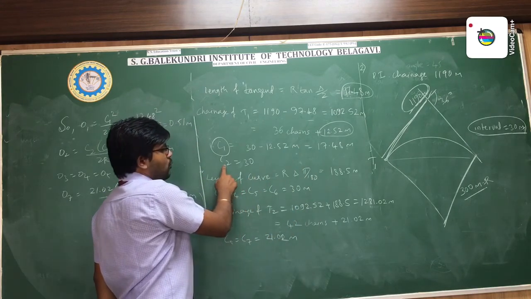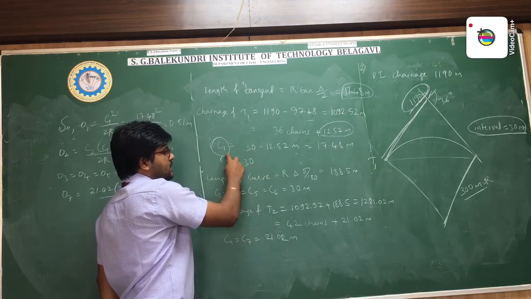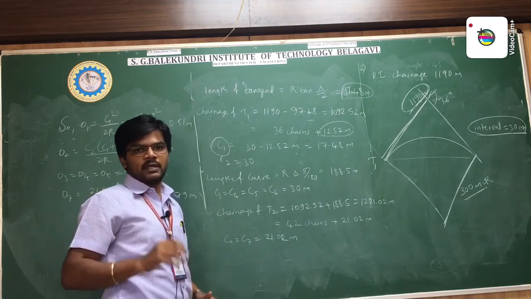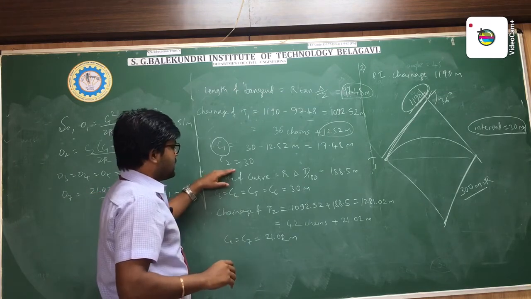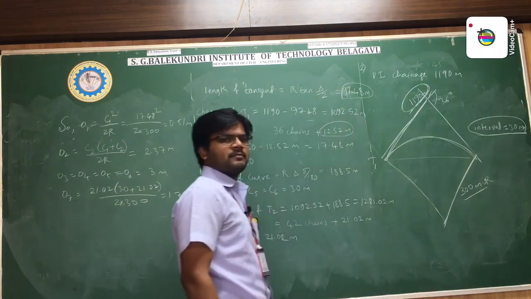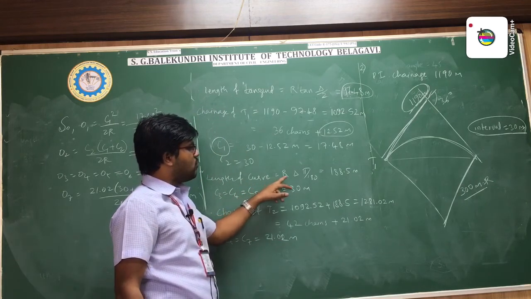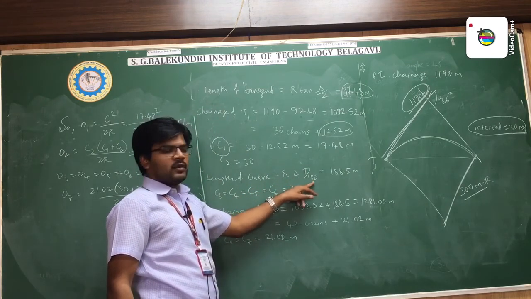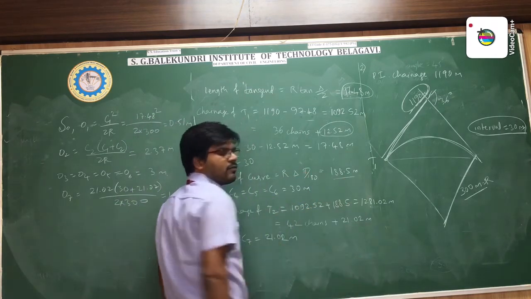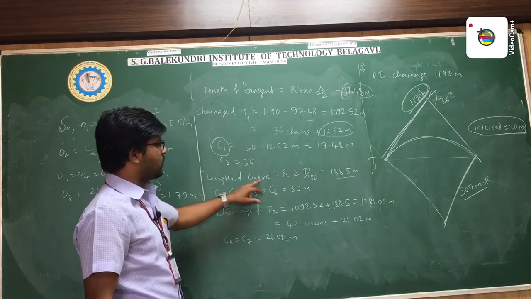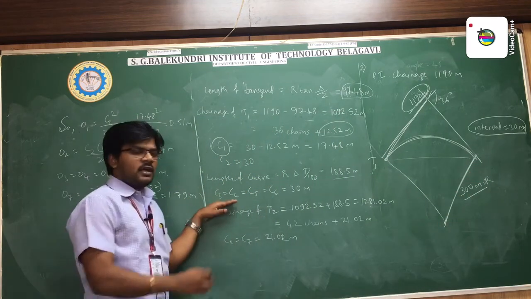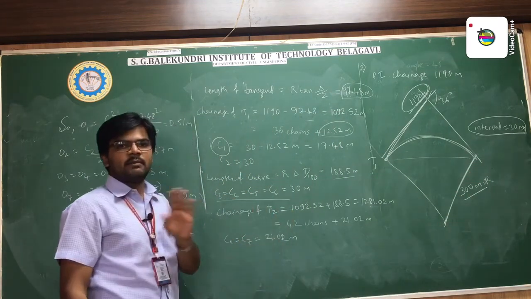Here C1, similarly after that C2, C3, C4, we can consider as 30 meter. Next, the length of curve. What is the length of curve? This is the length of curve here. The length of curve is equal to R delta pi by 180. We know R, we know delta, we know the pi value, we will get 188.5 meter. After that, the intermediate chords will have the same length.